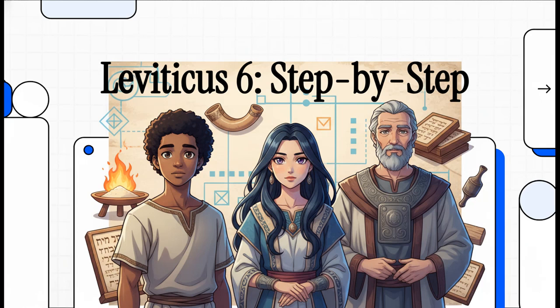Today we explain Leviticus chapter 6 in a clear and simple way, step by step. You know, if you've ever found yourself totally lost in the detailed ancient instructions of the Tanakh, you are exactly in the right place. Today we're going to unpack these ancient laws systematically. We're going to map out exactly what is happening, who is doing it, and why it actually matters. By taking it slow and following the text exactly in order, we're going to turn what seems like a complex set of rituals into a fascinating and incredibly organized system.